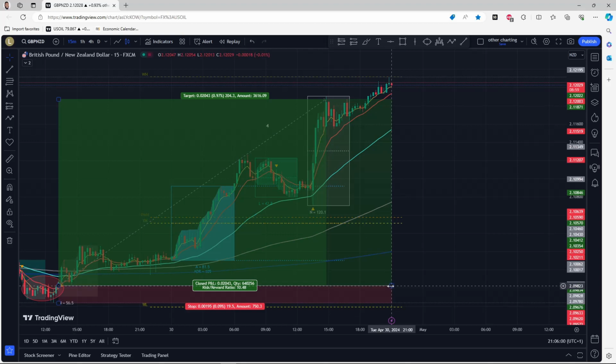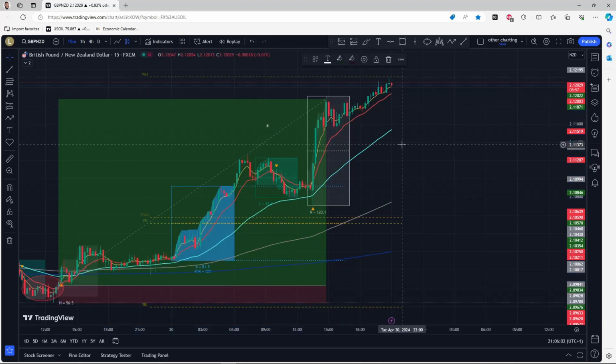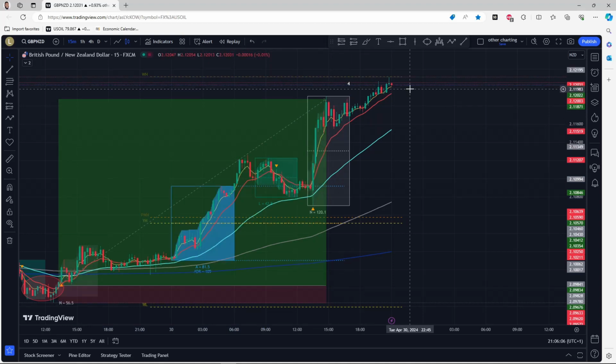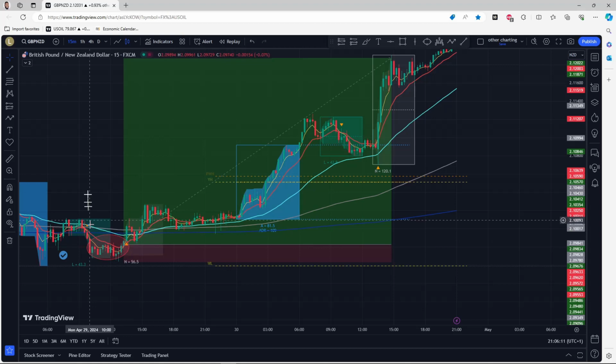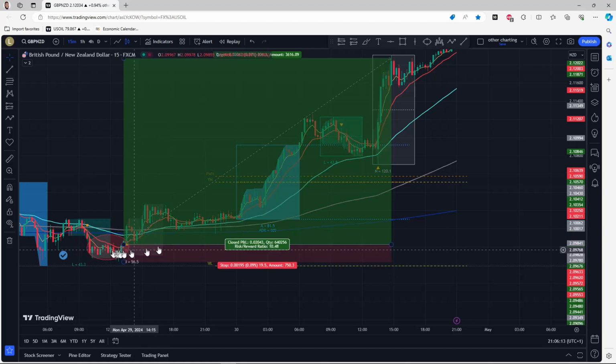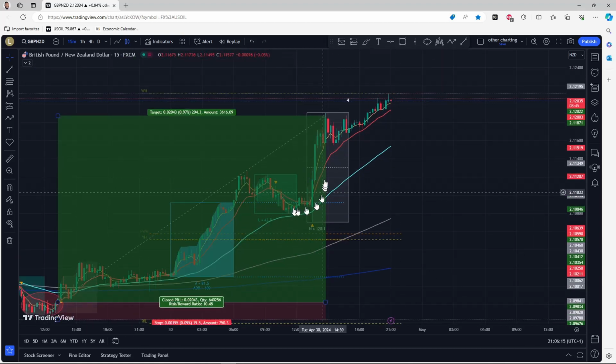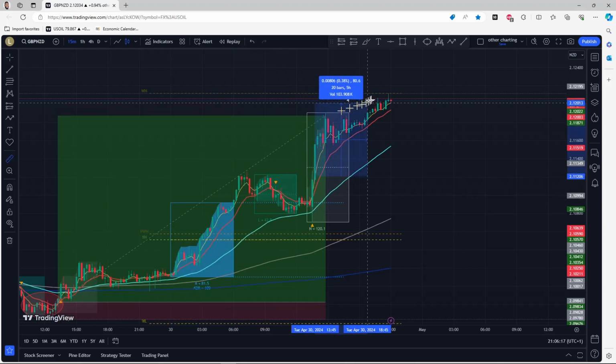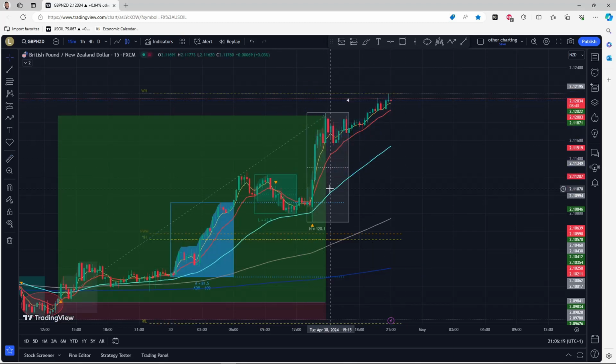NZD, I had a 200 pip take profit, and that happened. In fact, it kept going higher past that point, but that's fine. Once again, this comes off of a type 2 over here. There is a setup here, so you could take this here and have that up here as well. It really depends on when you get in.